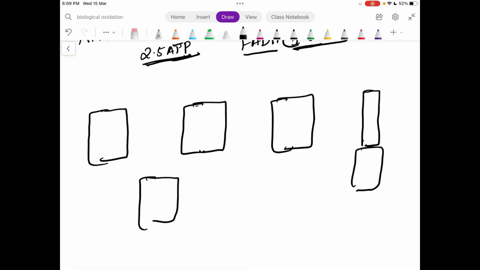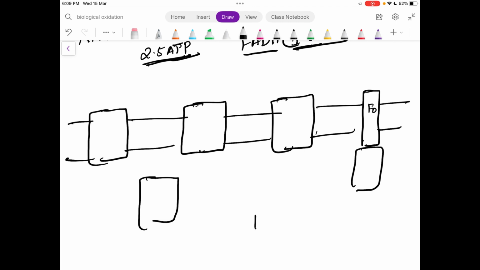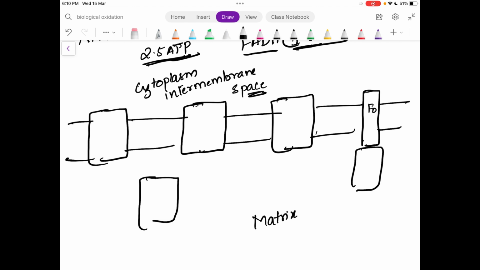This is F0. This is the mitochondrial membrane, the inner mitochondrial membrane. And this is the matrix. And this you can take as the intermembrane space or the cytoplasm. Intermembrane space. This is complex 1, complex 3, complex 2, and complex 4. This is called complex 5.